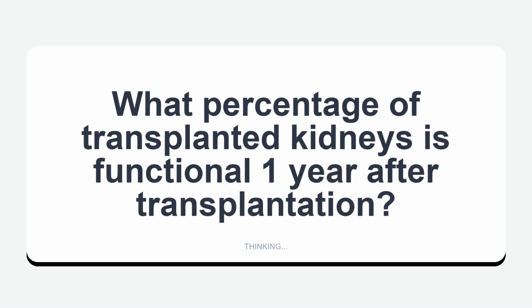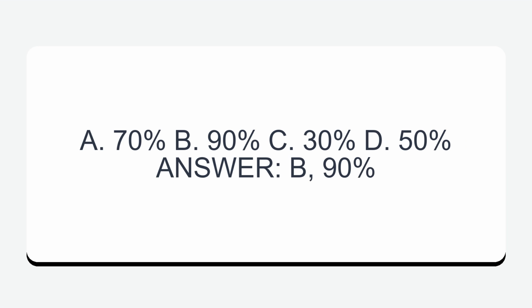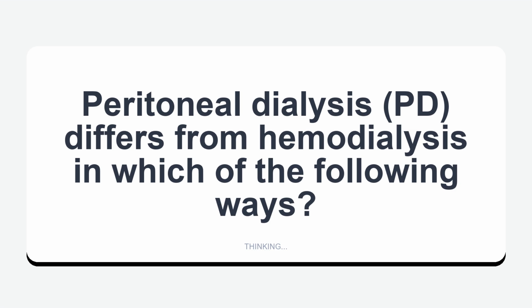What percentage of transplanted kidneys is functional 1 year after transplantation? A. 70%. B. 90%. C. 30%. D. 50%. Answer: B. 90%.